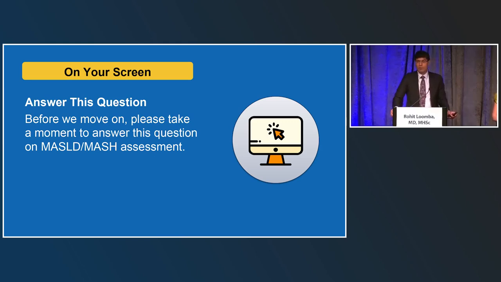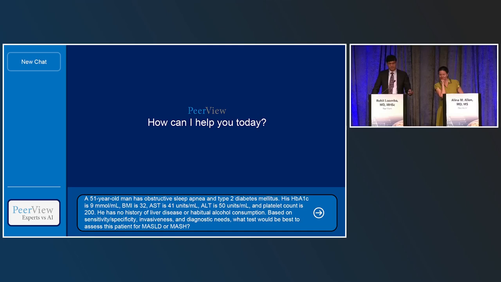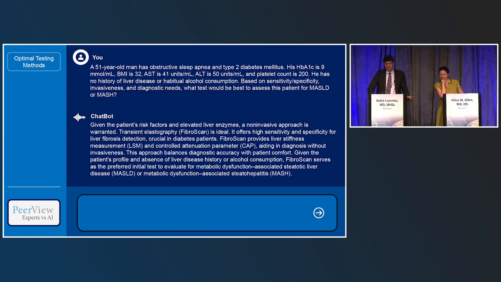Number 1, FIB4. Number 2, NAFLD fibrosis score. Number 3, FibroScan. Number 4, MRE, or not sure. So let's ask AI, and we type in the question to AI and see what the response is. Okay. So, well, AI is saying they want to jump to and get a FibroScan.